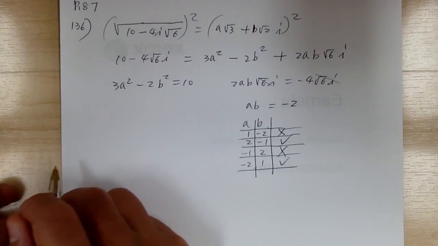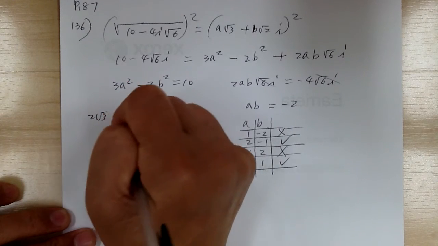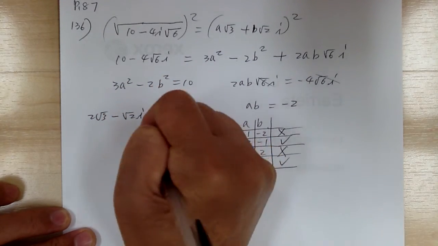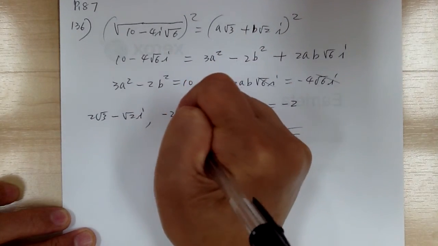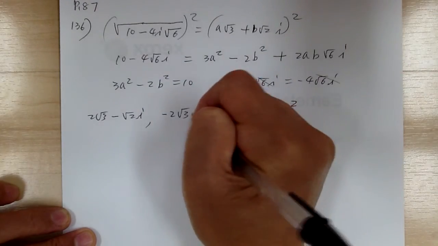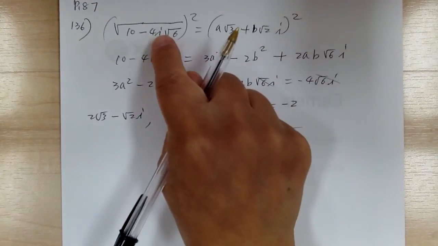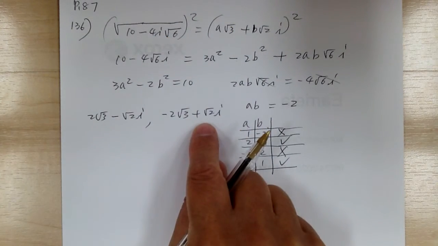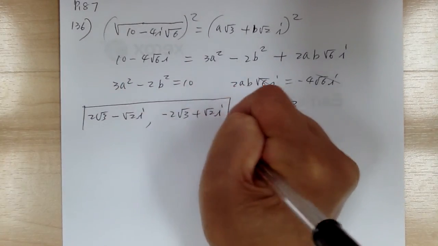So let's put it in there. So 2 and negative 1. It would be 2 square root of 3 minus square root of 2i. So that's one candidate. And this one over here, you're going to get negative 2 square root of 3 plus square root of 2i. Now because of the i, because this is imaginary, even if it's negative, it's going to be okay. So both of these are okay.